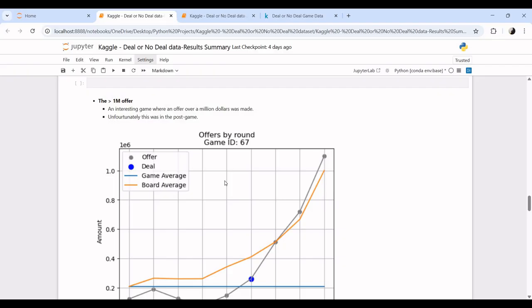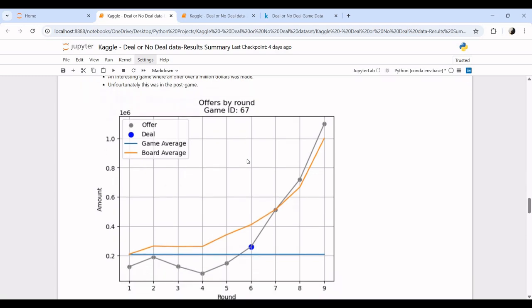Here we have an interesting offer where in the data you will find an offer that's greater than $1 million. So this is deal ID 67, and I had a look at it using the game view, and we see how the offers went with this gray line and how the average on the board increased there, as well as the average at the beginning or round 1, so the game average.